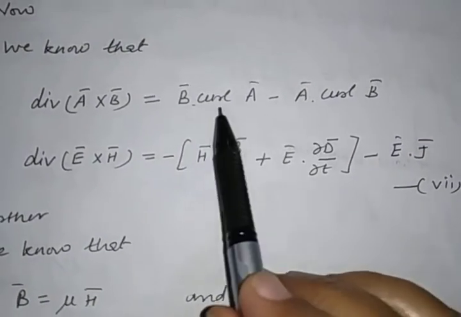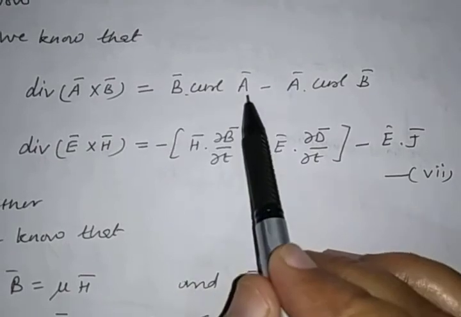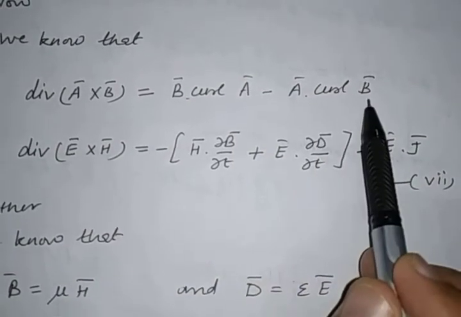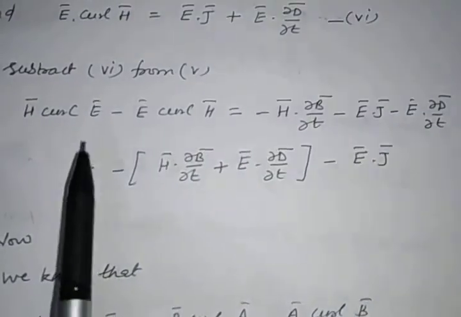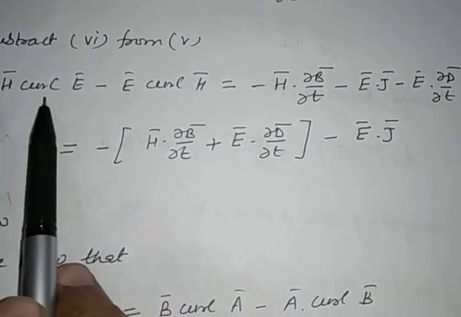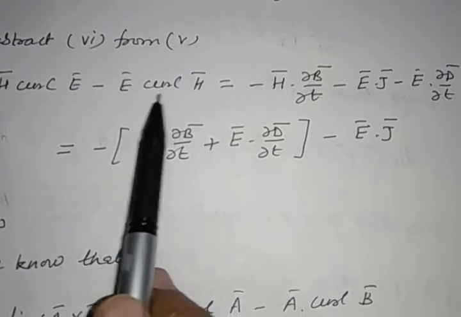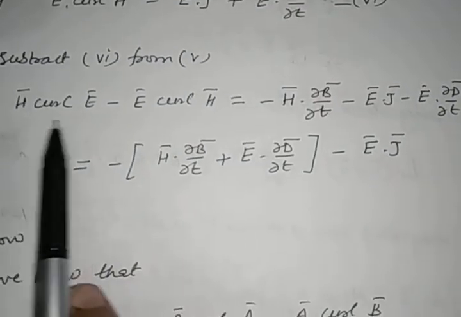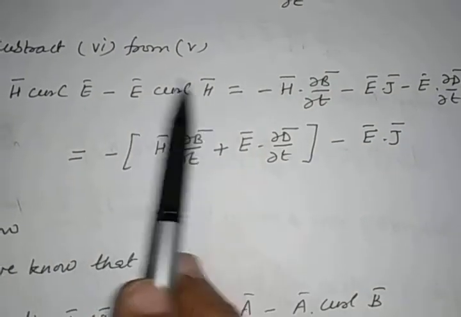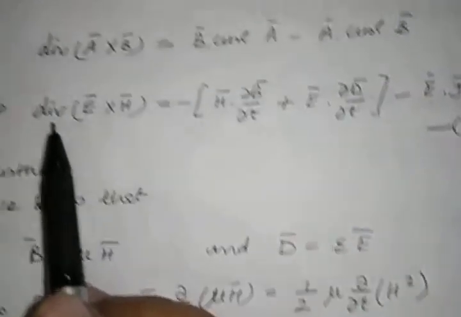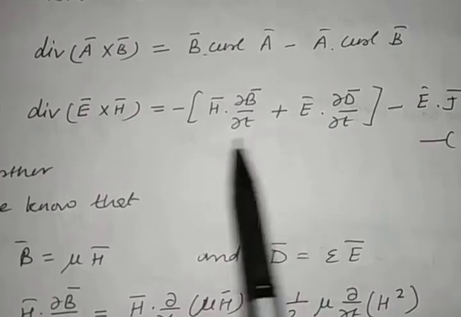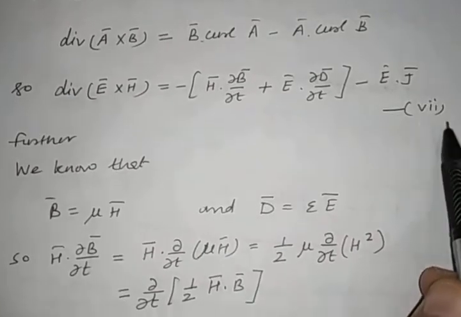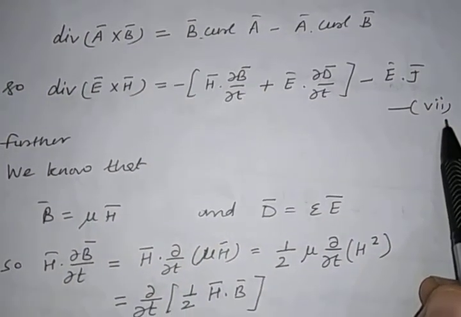So if we take into account this formula, B curl A minus A curl B is equal to divergence of A cross B, and over here after subtraction we got H curl E minus E curl H. So it means this is the divergence of E cross H. So we got divergence of E cross H is equal to the rest of the subtraction part. So this is our seventh equation.